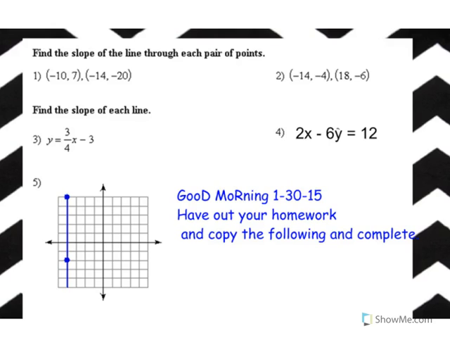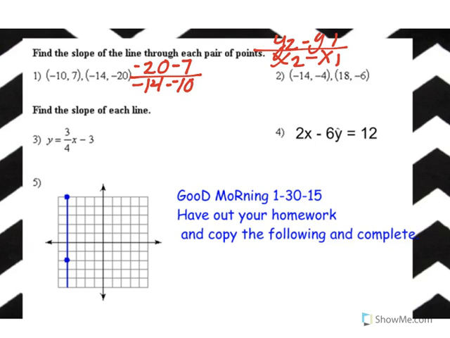All right, to find the slope of the line through each pair of points, I'm going to use the equation y2 minus y1 over x2 minus x1. Okay, so you're going to take negative 20 minus 7 divided by negative 14 minus negative 10. Since you're subtracting a negative, you're going to make this a positive.